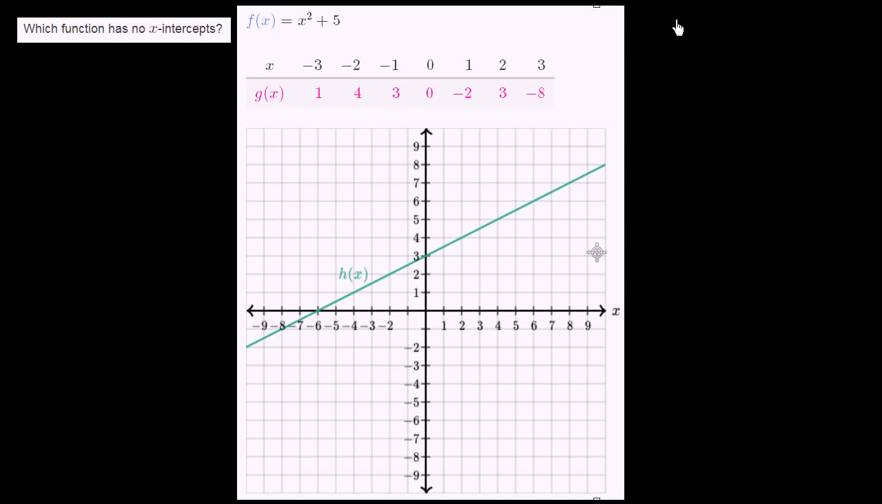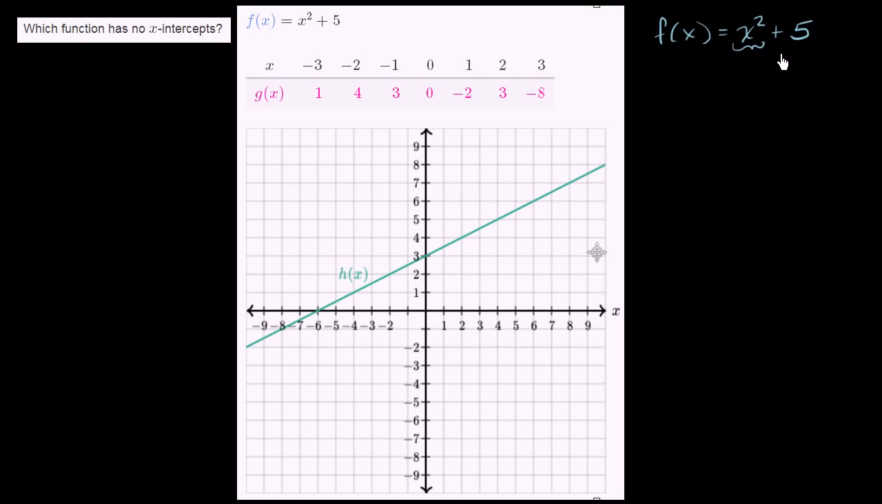And let me write it right over here. So I have f of x is equal to x squared plus 5. So this is interesting. X squared is always going to be a non-negative number. It'll be 0 or greater. Even if x is a negative value, this is going to be 0 or greater. And 5 is obviously positive.